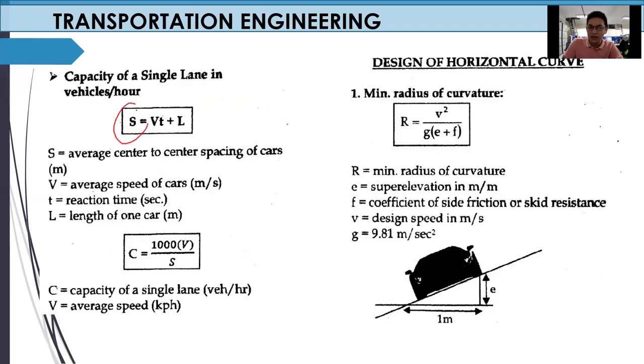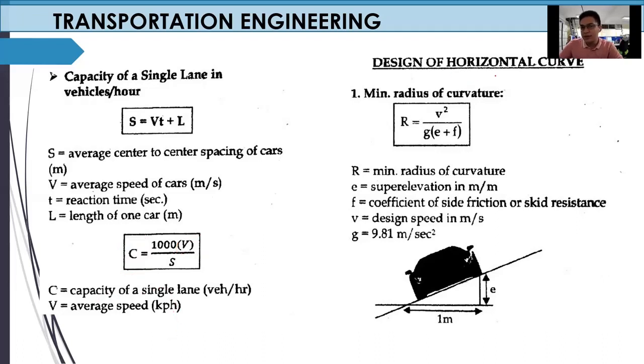So, paano kunin si S, or si center-to-center spacing? That is just VT plus L. No? Average speed of cars times reaction time plus length of one car itself. So, pag makuha mo na si S, ang gagawin mo is 100 multiplied by V divided by S. Ayan siya. So, makukuha mo na si capacity of single lane, wherein yung V natin is yung average speed natin in kilometers per hour. Okay?